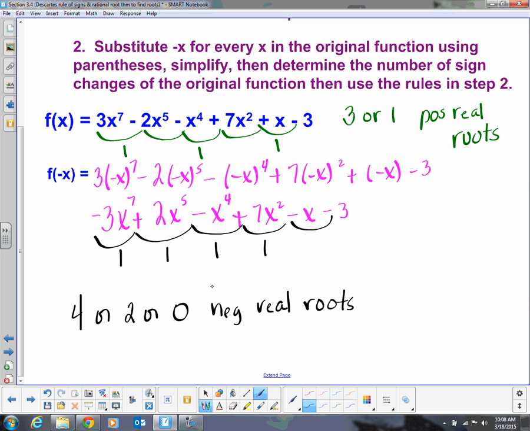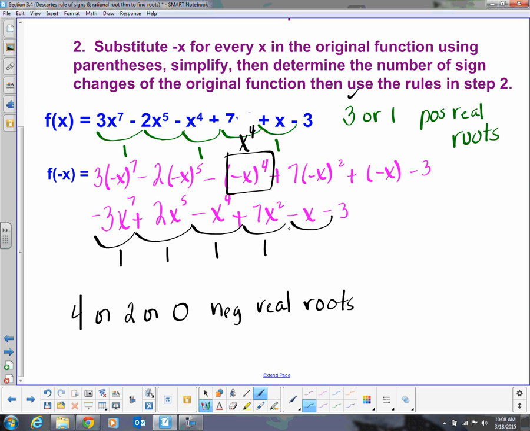Always subtract 2. So you start here and you subtract 2. Yes, Paige. How is the minus negative x to the 4th? Okay, because that is going to become x to the 4th. And then there's the negative. Does that make sense? Okay.